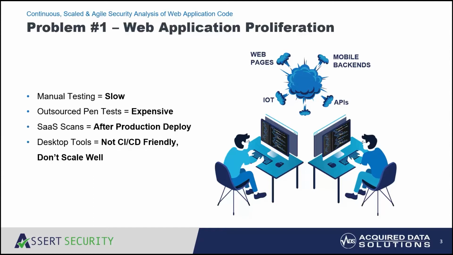And the code changes daily, so you invalidate the testing you did the day before, because at the current agile pace of change, you're very likely going to have a new build the next day that has new code and changed code, and so you don't know if you're still secure even though you were the day before. So as your application gets out of date, you have to manually test it again, and that aggravates the lack of scalability problem. Manual testing via proxy capture is a slow process. These outsourced pen tests are very, very expensive.